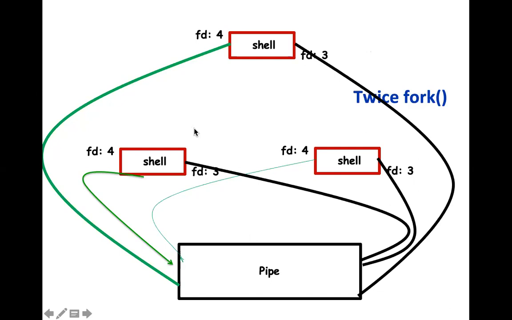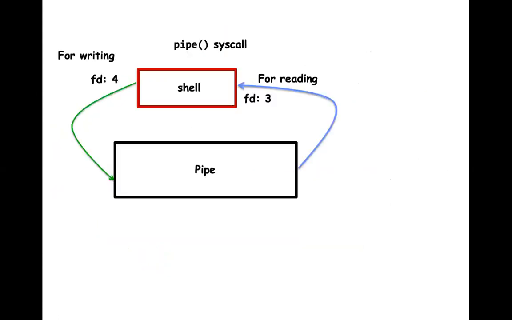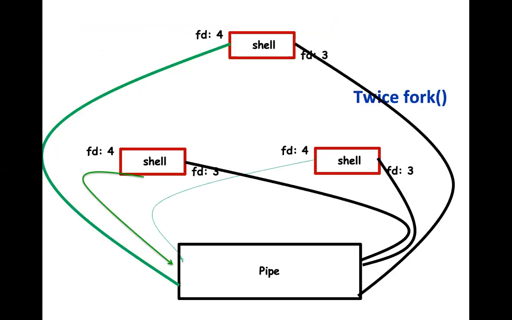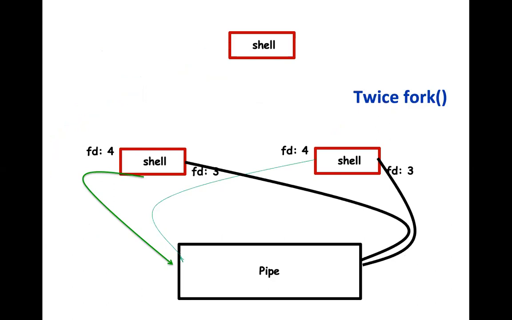Now we can run the exec syscall corresponding to ls and more. Before that, the shell deletes these two file descriptors. What is left are these two processes, the children of the original shell, and both have file descriptor 4 for writing into the pipe and 3 for reading from the pipe.